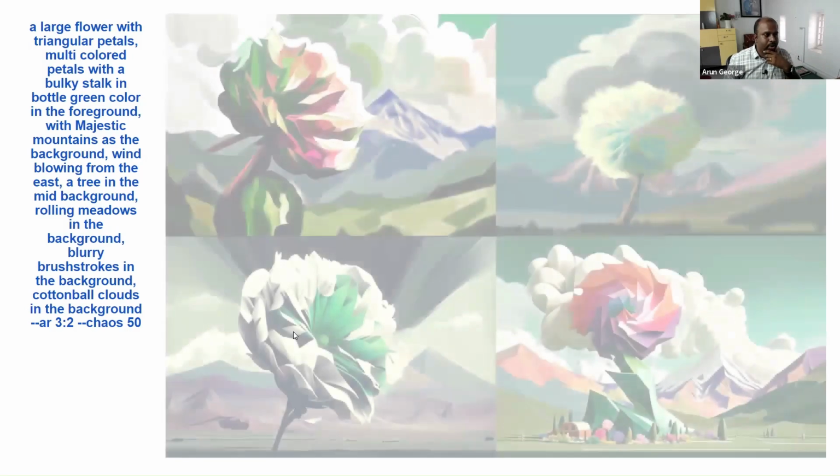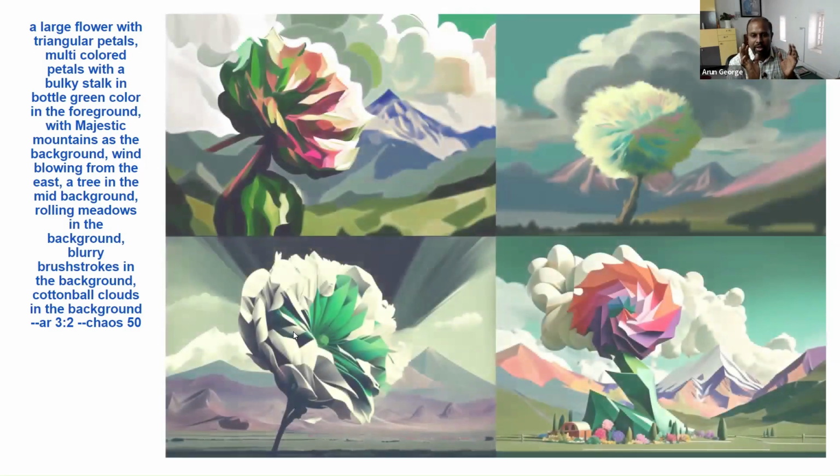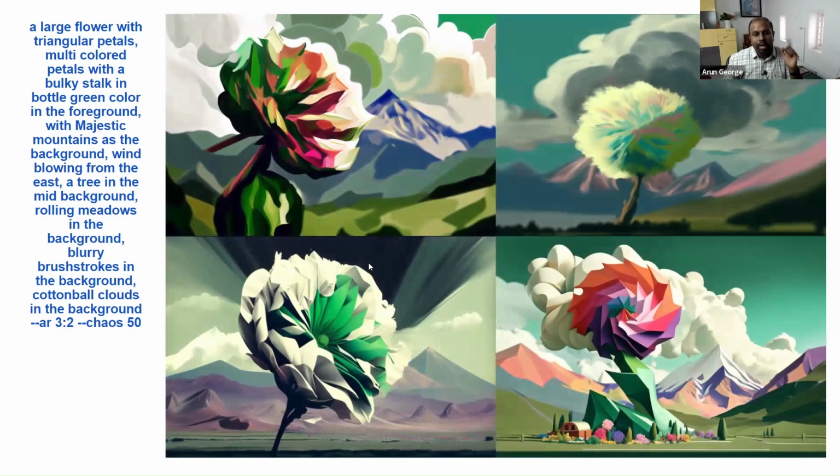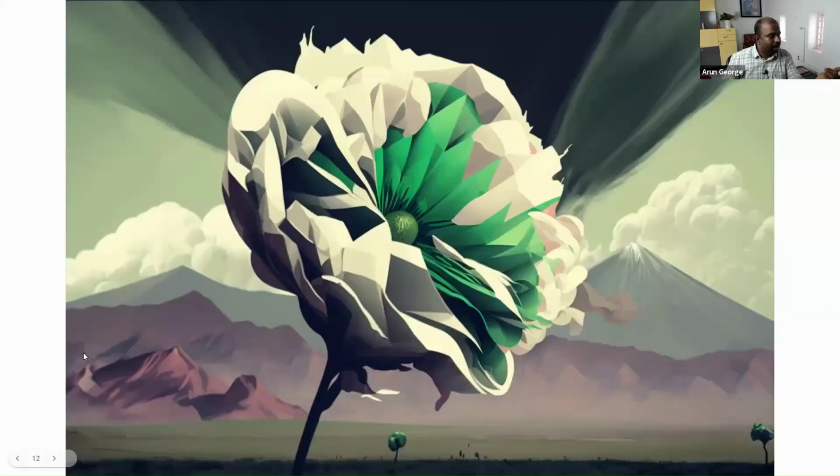Look what it produced. Four different awesome images with all the elements that we asked it to do. It's producing cotton ball clouds. It is producing majestic mountains in the background. It is producing triangular petals with bottle green stalk, but different styles of painting it is giving. So which one you like, you can upscale it, or you can ask for variations, or you can give a thumbs up and tell it you are doing a good job. So this is the upscaled version. It is giving you the hyper realistic image that you are asking for.